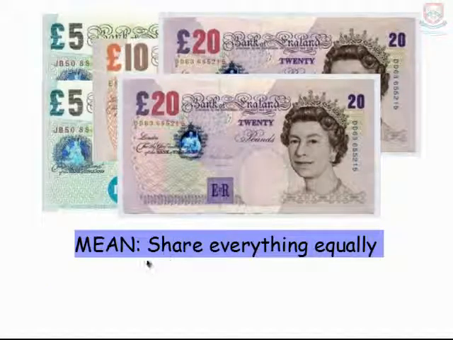The final average is called mean, and this is the one that most people start to learn at a very young age. It's when you share everything equally by adding all the numbers together. So in this case we would put all the money together and end up with £60, and then share it equally. Well, there's 5 notes here, so that would be 60 divided by 5, which is £12. So if all these notes had the same value, they would be £12 each. So let's look at this in an example question, which probably demonstrates it a little bit better.